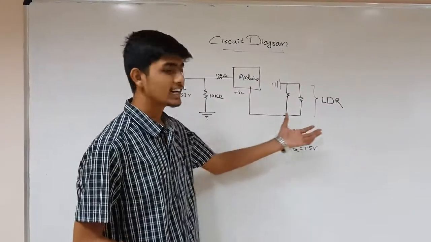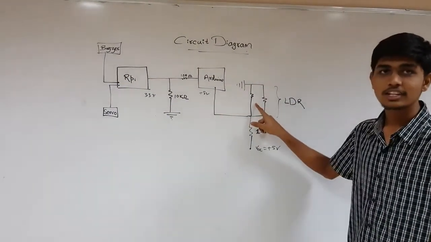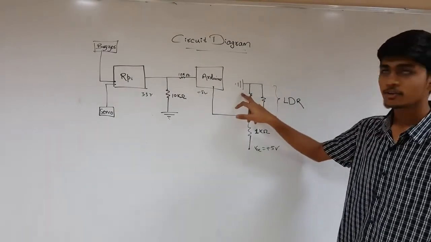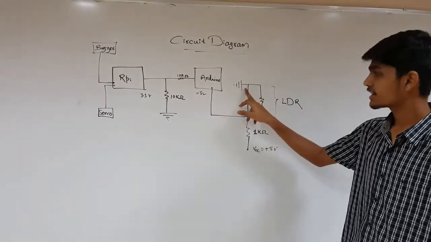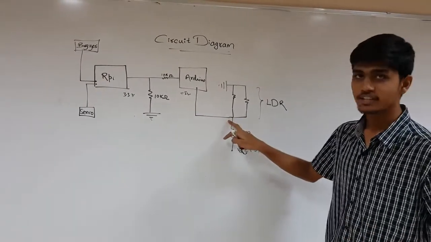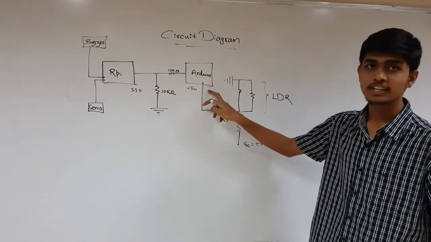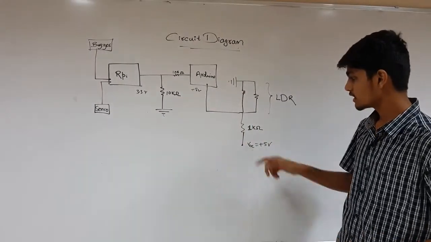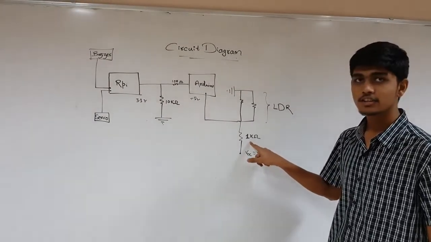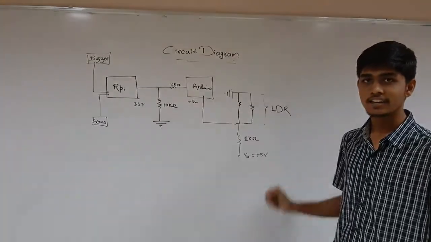Now coming to the LDR placement. The LDR is the light sensitive resistor. So we connected the ground to one part of the LDR. We connected the LDRs in parallel and took the potential at the center of this whole arrangement to the Arduino as an analog signal. We have connected the plus 5 volt to a 1 kilo ohm resistor, which completes the whole circuit at the LDR side.